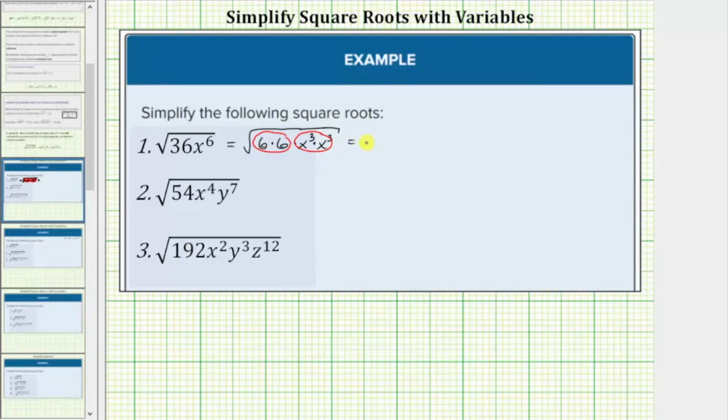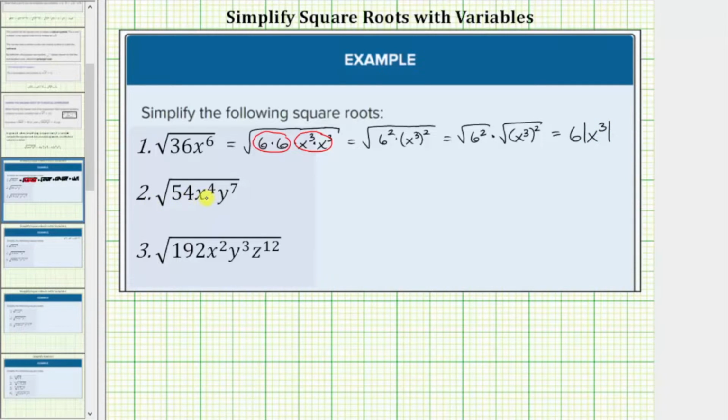Let's write this as the square root of 6 squared times x to the third squared, which we can write as the square root of 6 squared times the square root of x to the third squared. The square root of 6 squared simplifies to 1 factor of 6. The square root of x to the third squared simplifies to 1 factor of x to the third. But because we have an odd exponent on the variable x, this requires an absolute value. This will assure the result is always positive.